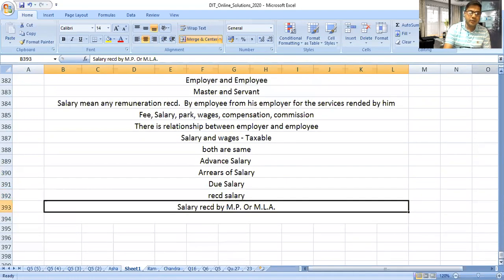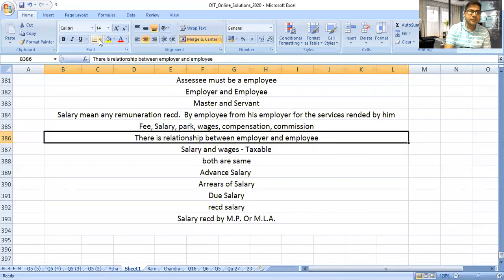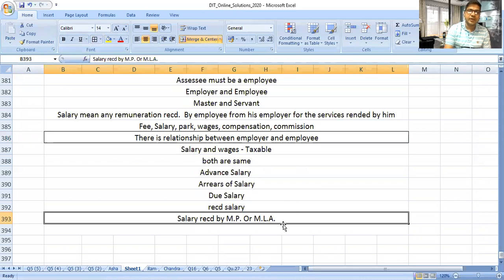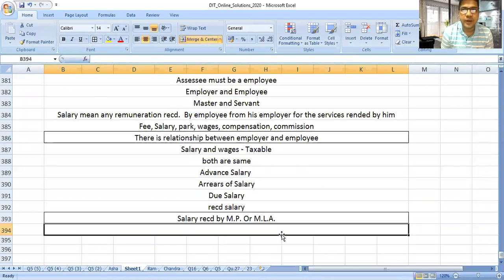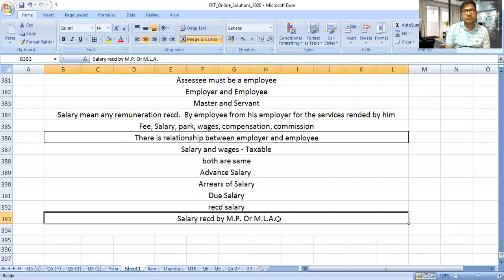Now again you have to see this. It requires a relationship between employer and employee. खासदार आणि आमदारांचा बॉस कोण आहे? Who is the boss of MP or MLA? Who is the employer of MP or MLA? Yes, Pallavi. Yes, central government and state government. मी काय म्हटलं, खासदार आणि आमदारांना एम्प्लॉयर कोण आहे? तुम्ही म्हणतात स्टेट गव्हर्नमेंट अँड सेंट्रल गव्हर्नमेंट.